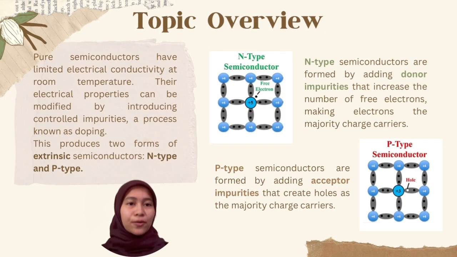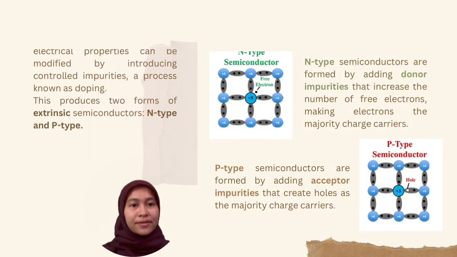Next is the topic overview. Pure semiconductors have limited electrical conductivity at room temperature. Their electrical properties can be modified by introducing controlled impurities, a process known as doping. This produces 2 forms of extrinsic semiconductor, which are N-type and P-type. N-type semiconductors are formed by adding donor impurities that increase the number of free electrons, making the electron a majority charge carrier. While P-type semiconductors are formed by adding acceptor impurities that create holes as the majority charge carrier.